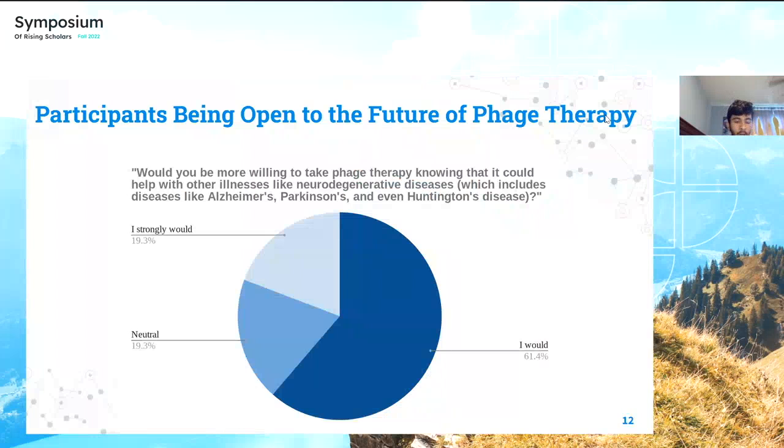When I was talking about people's ideas towards bacteriophage therapy helping out with neurodegenerative diseases, there was overwhelmingly positive support for it, with 61% of people saying they would, and 19% saying they strongly would. There was some neutral, but in reality, I focused more on the support. Seeing this, it should be noted that researchers should focus more on expanding its diversity to help people understand that this truly is a powerful treatment.